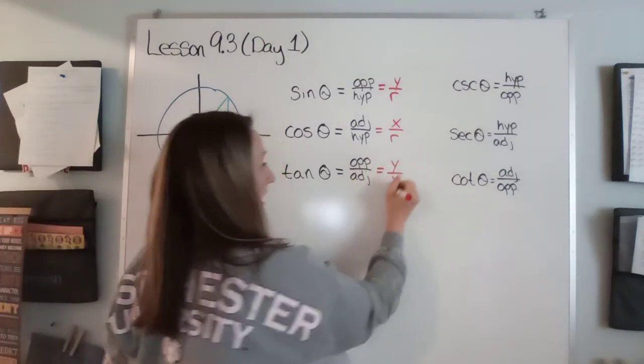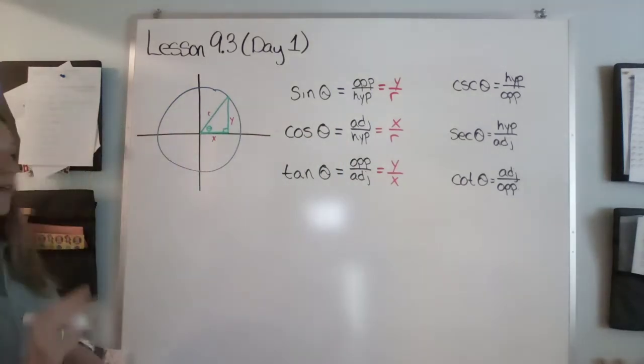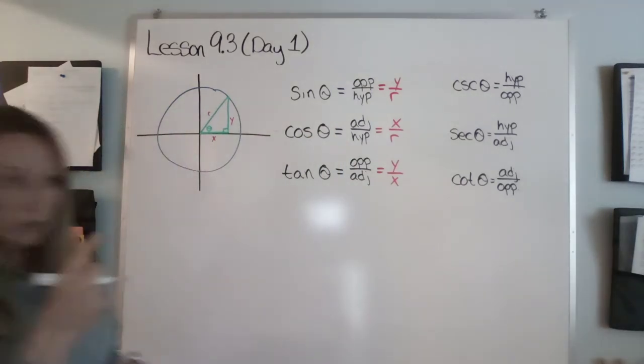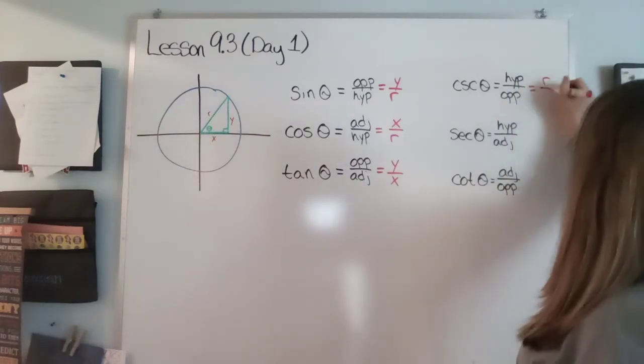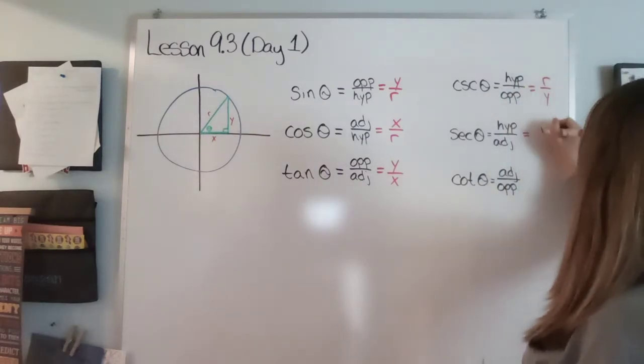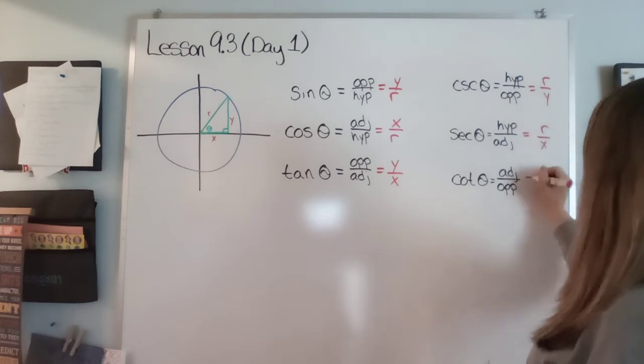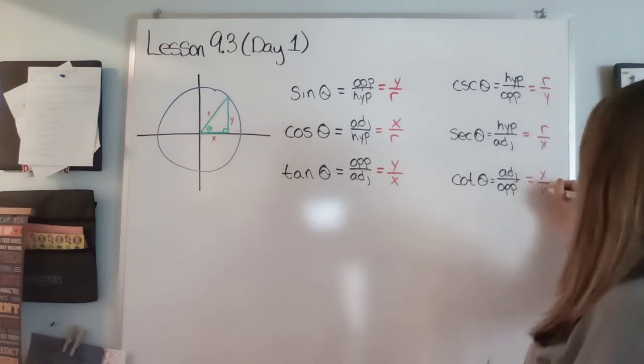All right. If you know these three, then the reciprocals, you just flip them. Cosecant is going to be r over y. Secant is r over x. And cotangent is x over y.